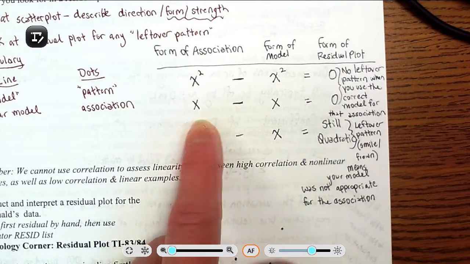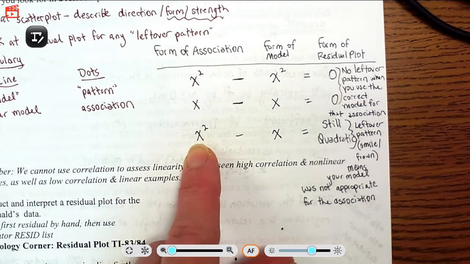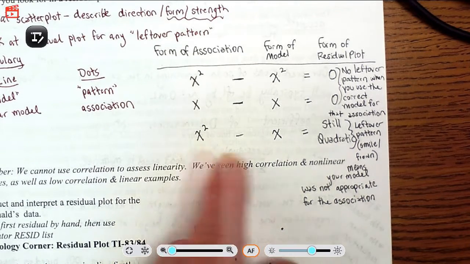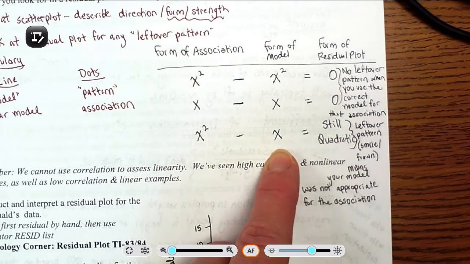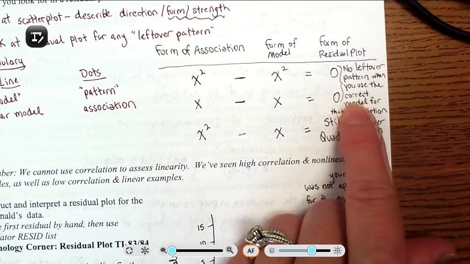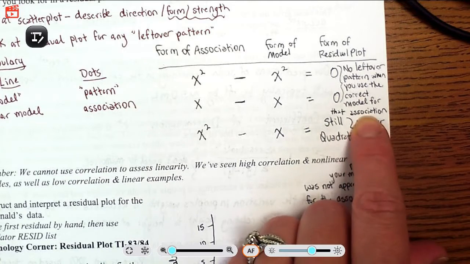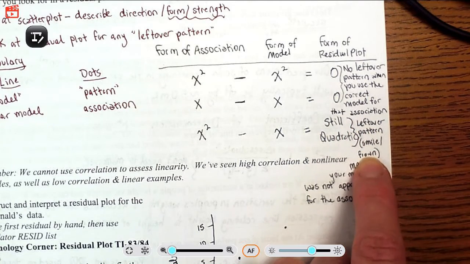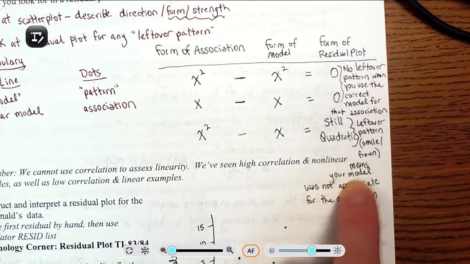But if you have a quadratic association in your scatter plot, and you subtract a linear model from it, you're still going to have a quadratic, okay? So no leftover pattern when you use the correct model for that association. But there is a leftover pattern, a smile or a frown, which means that your model was not appropriate for the association.